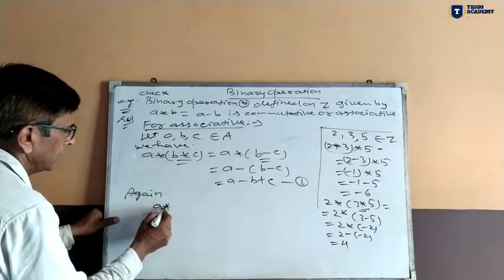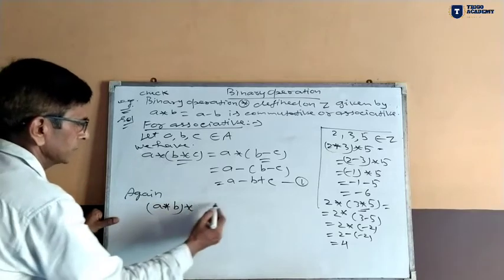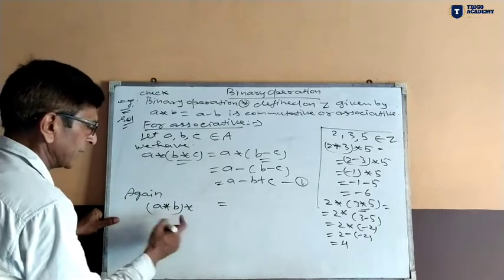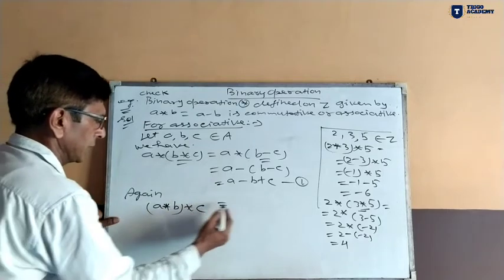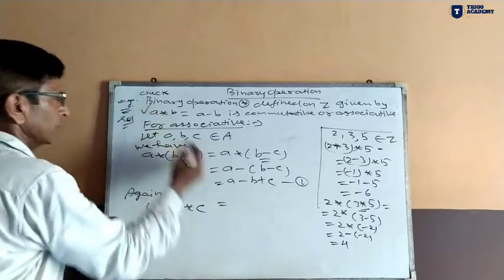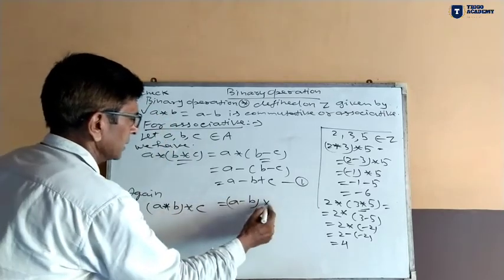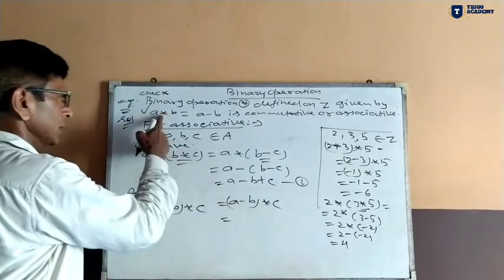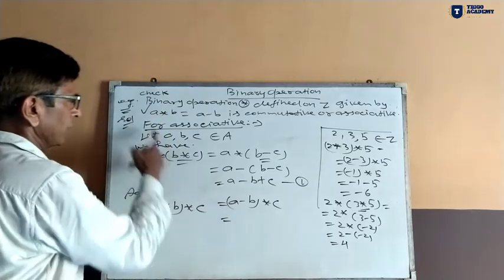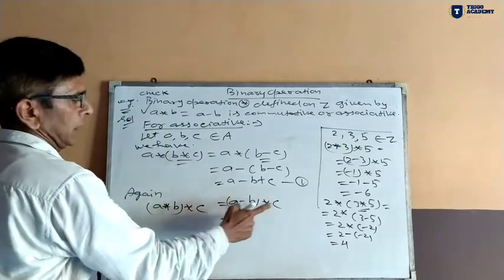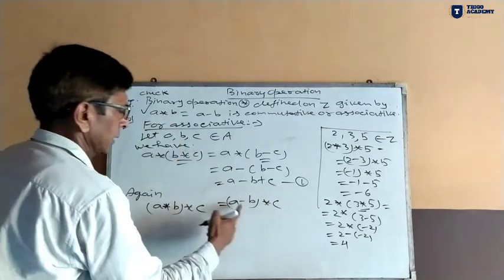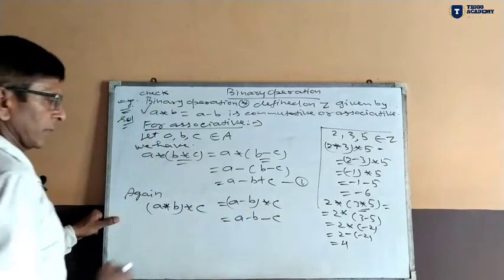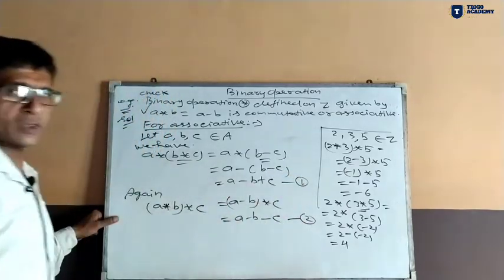Again, (A star B) star C. First we simplify A star B, after that C. A star B by definition will be equal to A minus B, again star C. Now again we apply the definition of star: in place of A here is A minus B, and in place of B here is C. It will be equal to A minus B minus C. Consider this equation second.